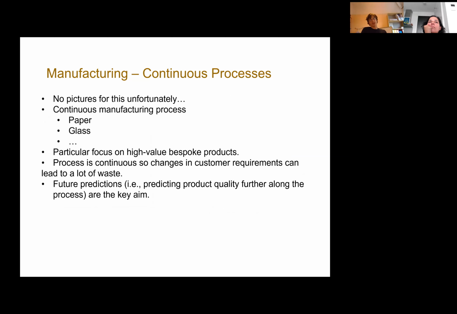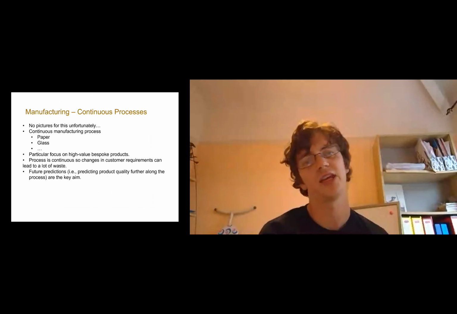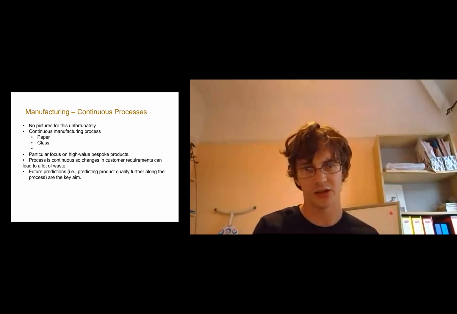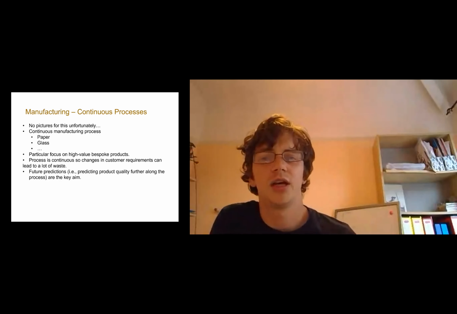So still in manufacturing, we've done a lot about continuous processes, and unfortunately I don't have any cool pictures here because we're a little bit restricted on what we can show, but let's say you have a continuous manufacturing process. It's like a production line that's, say, creating paper or glass, that kind of thing. And particularly we focus on high value and bespoke products.